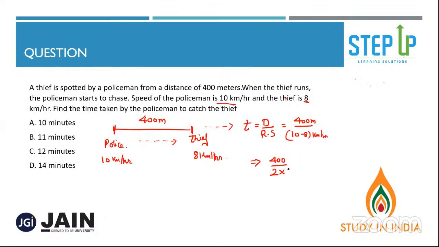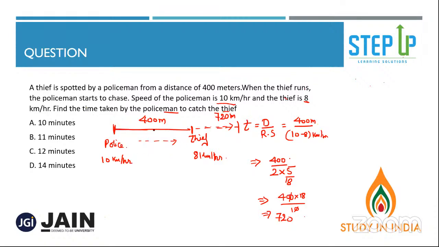Convert it into meter per second. So that will be 5/18. So this will give you 400 into 18 by 10, that is 720 meters. Right, now at 720 meters, police has to catch the thief. We need to calculate the time taken by policeman to catch the thief.